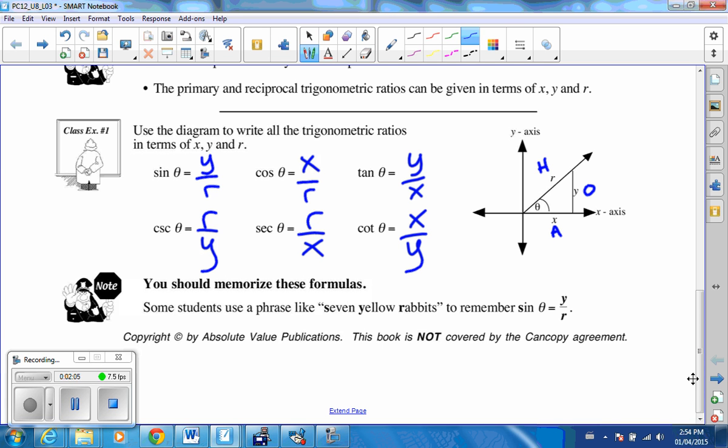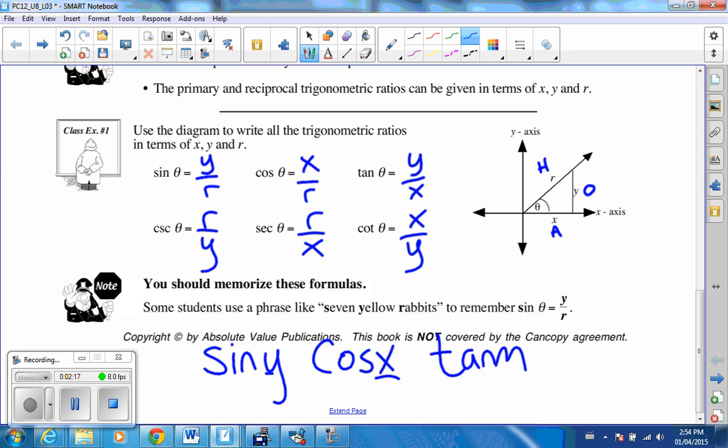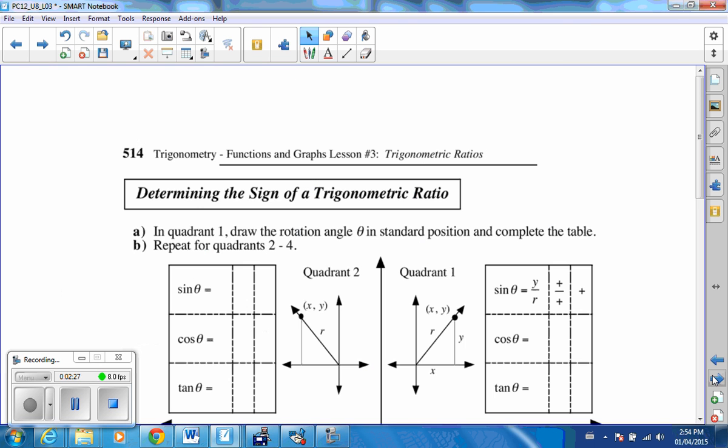Now, some students use a phrase like 7 yellow rabbits to remember sine is y over r. What I like to do is have sine, cosix, tannum. And what that means is the sine is the y value over the r, cos is the x value over the r, and the tan is the slope, or m, which is y over x. Change in y over change in x. And since we remember that, we can go there.